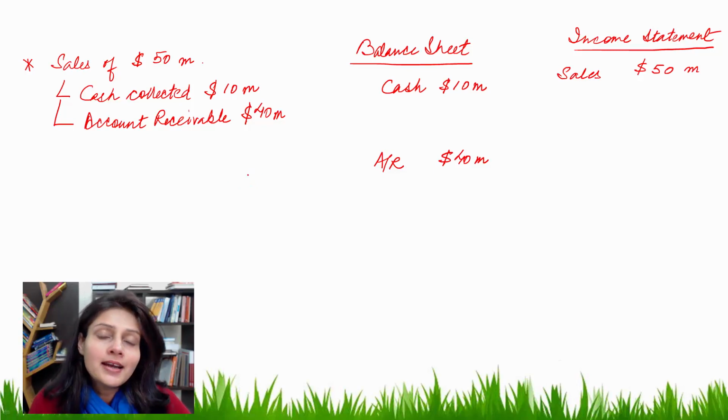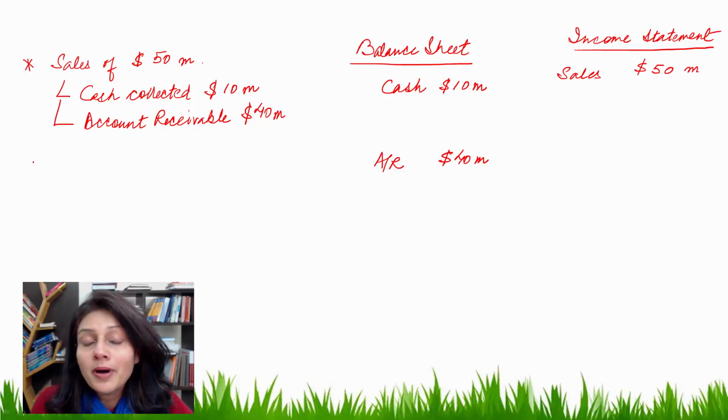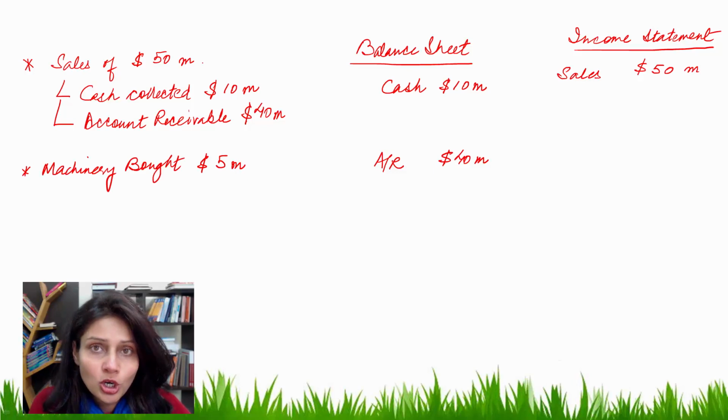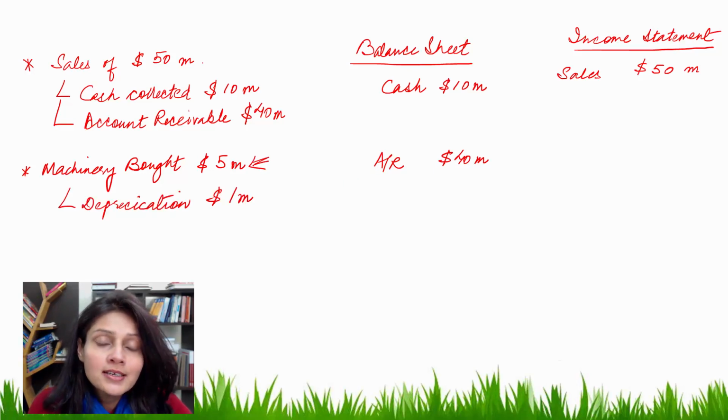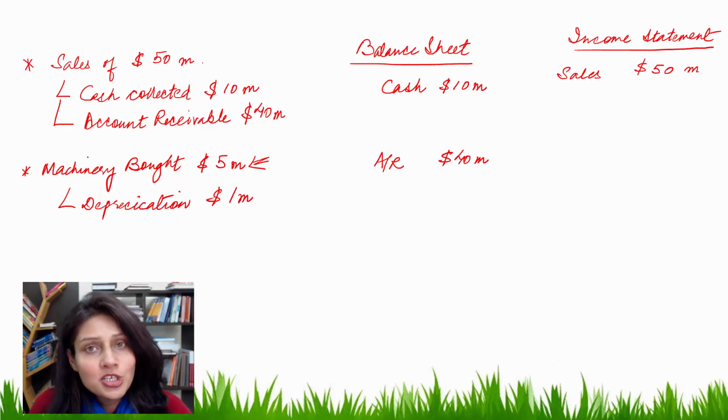Now let's look at another activity. Let's say this company buys a machinery for $5 million. And let's also assume that this machinery will have an annual depreciation of $1 million. As I explained to you yesterday, this $5 million utilized in an asset purchase will not be put on the income statement because this does not involve trading. It is an investment that the company has made. However, because an asset has been purchased, it will appear on the balance sheet.